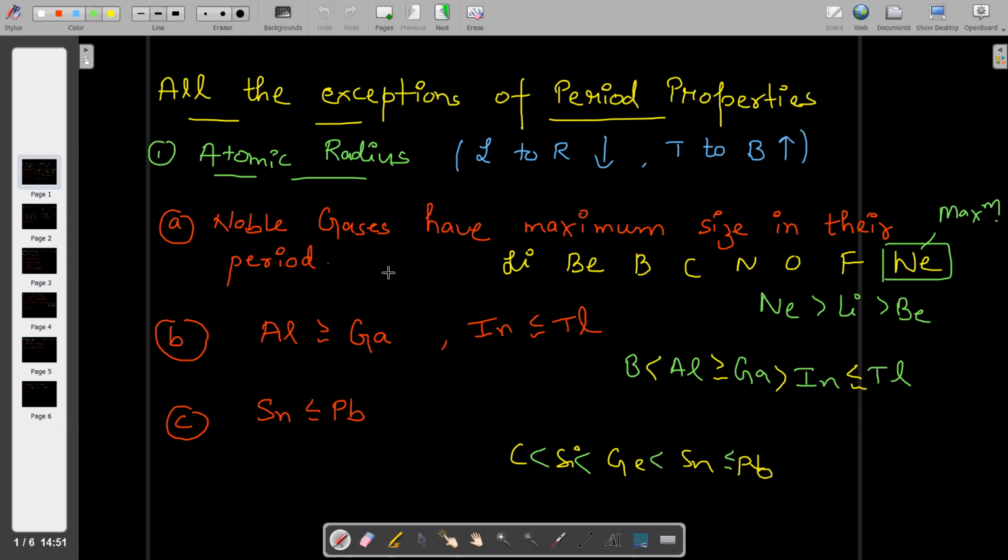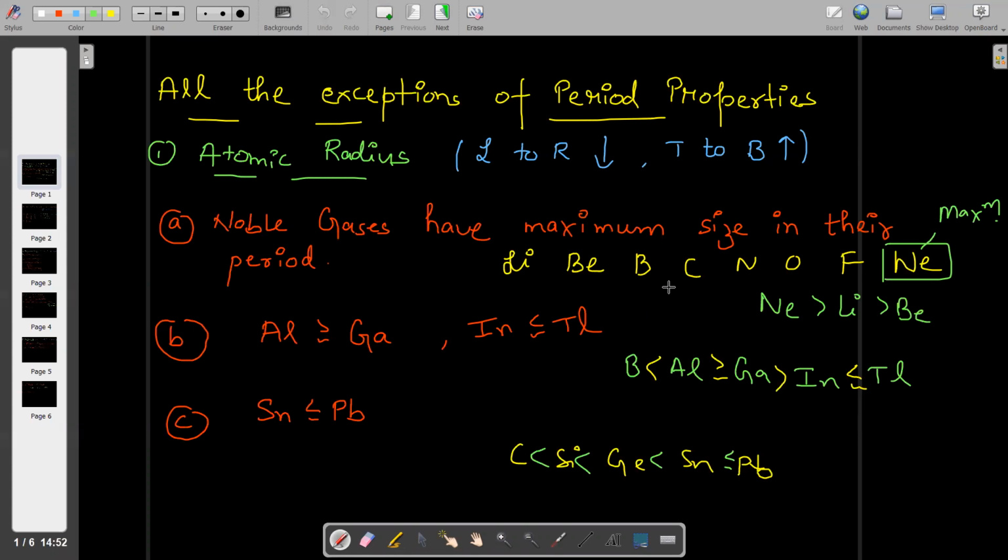And today we'll see all the exceptions of periodic properties. Okay, so let's start with first, that is atomic radius. First of all, before knowing exceptions, you must know the general trend. So the general trend of atomic radius is that from left to right it decreases, while from top to bottom it increases. And the exception in this case is noble gases have maximum size in their period.